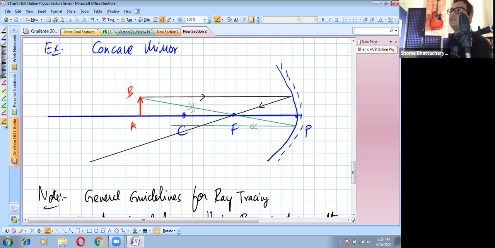Now, why I said two rays are enough: you see these two incident rays are intersecting at a point, and they were coming from which point? B. So that means B's image is here. That already gives me a hint in this diagram of where the image should be for my particular object which I have taken as AB.